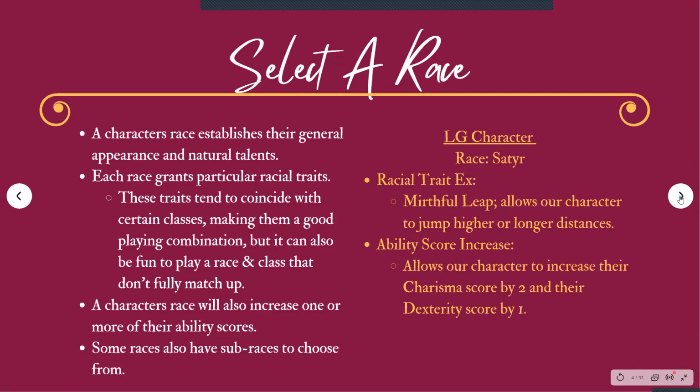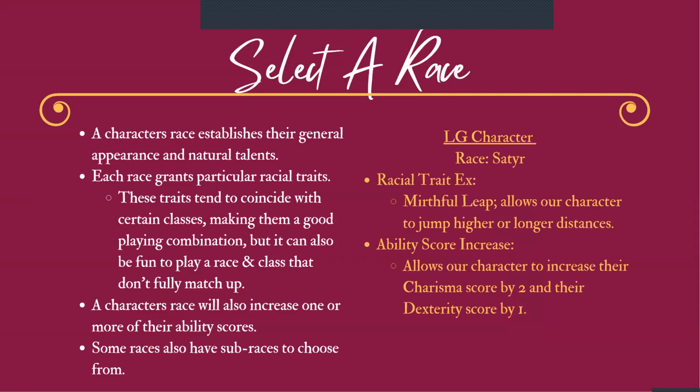Okay, so first things first, when you make a character, you're going to want to select their race, and a character's race is going to establish their general appearance and their natural talents. Each race is going to grant particular racial traits, and these traits tend to coincide with certain classes, making them a good playing combination. But obviously, it can also be really fun to play as a race and class that don't entirely match up. A character's race will also increase one or more of their ability scores. And some races also have sub-races to choose from, which not all of them do, but most of them do.